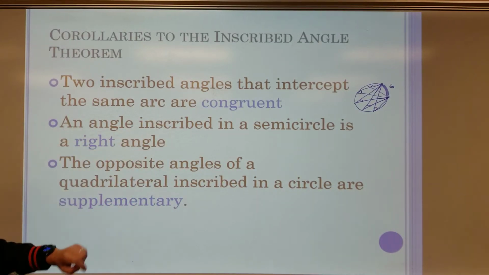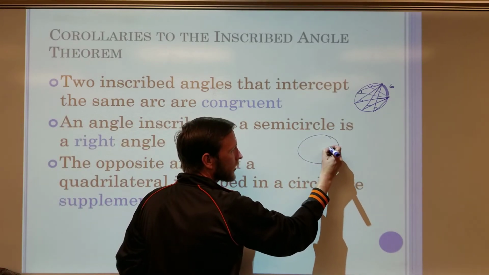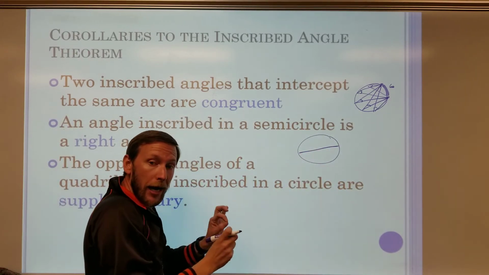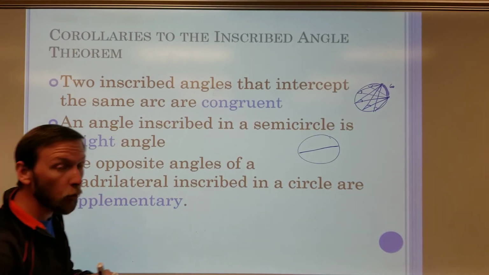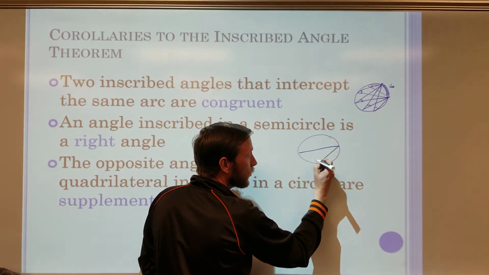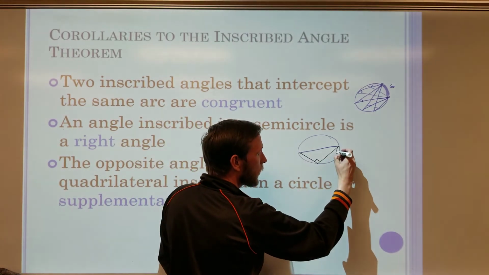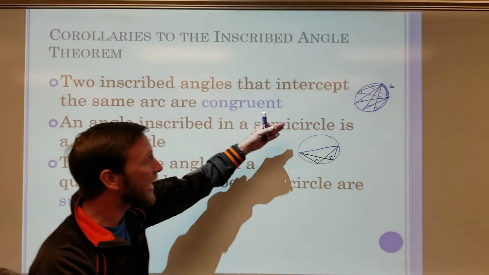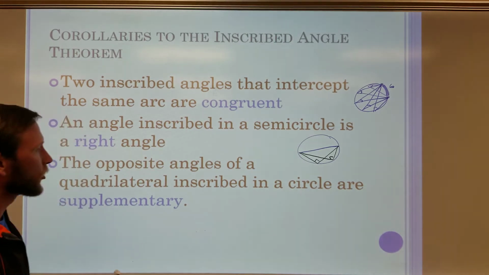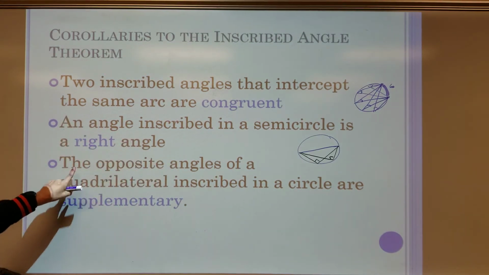An angle inscribed in a semicircle is going to be a right angle. And this is kind of fun. If you draw a diameter, no matter where I draw our inscribed angle, let me grab a marker that's a different color, it's going to make a right angle. I can draw it over here, right angle. Because it's going to be half of 180. So that will always be a right angle if the angle is inscribed in a semicircle.